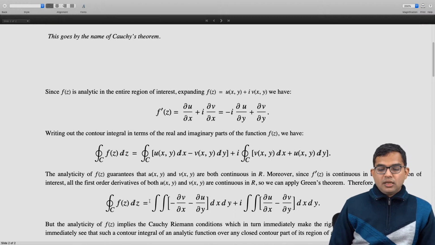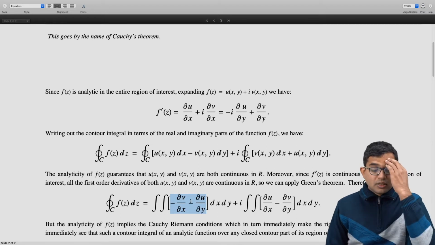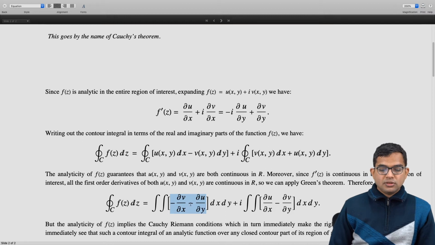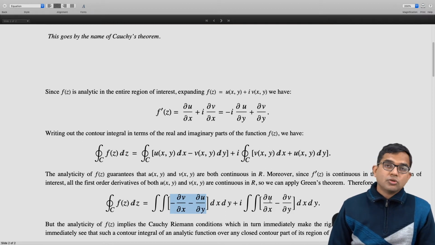But a little bit of thought reveals that both of these terms will just go to 0, because this is nothing but the Cauchy-Riemann conditions. It's like the two terms in one of the Cauchy-Riemann conditions, which says that ∂u/∂y must be equal to minus ∂v/∂x. So these together are just 0, and again ∂u/∂x must be equal to ∂v/∂y.